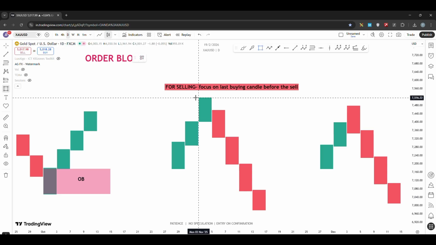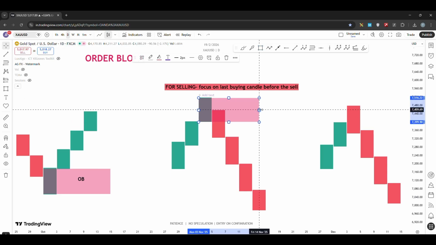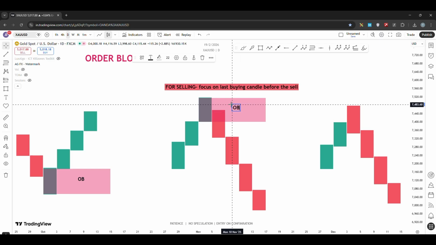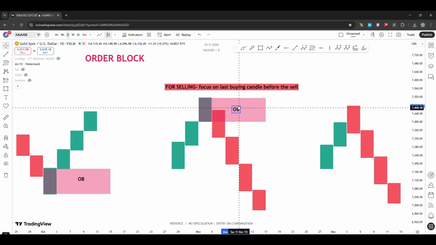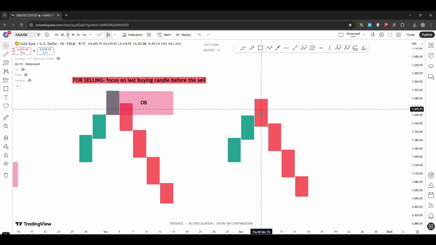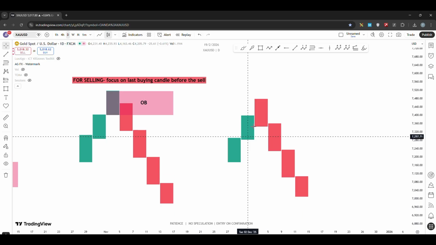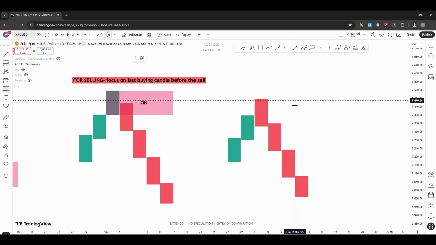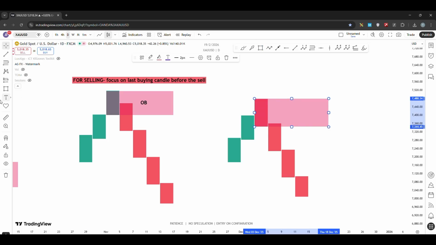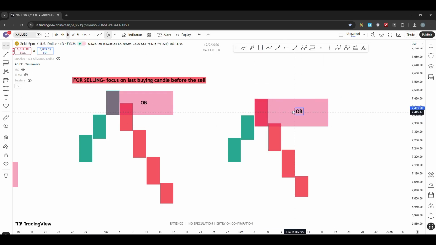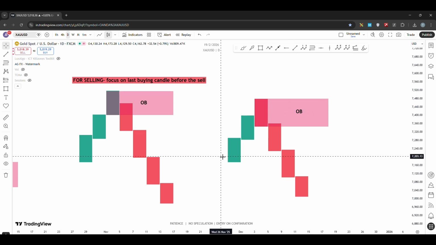So this will become our what? This will become our order block candle, right? So once again, the color does not matter. If you look at this case, this is the red candle which has given the highest buying, and in this case we will be considering this candle as what? As the order block candle. Okay, so the color of the order block candle does not matter.